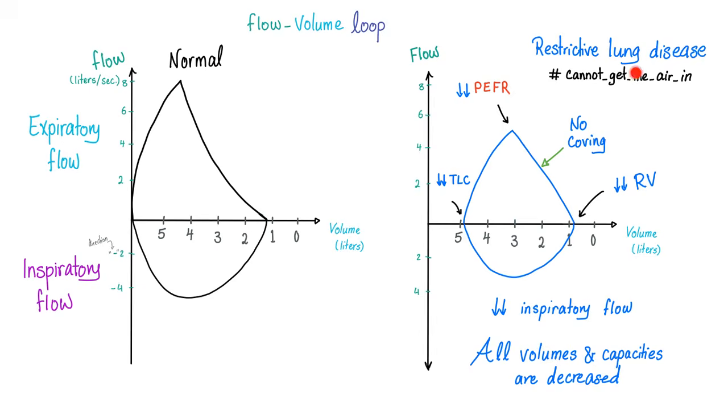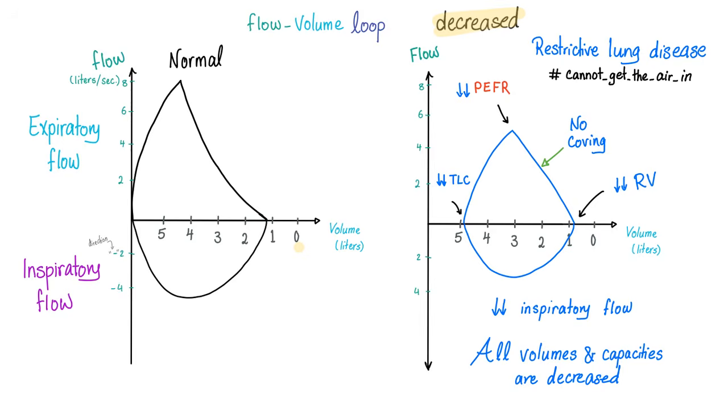Now let's talk about restrictive lung disease. Remember, in restrictive, I'm restricting from filling. I cannot get the air in. Therefore, all of my volumes and capacities of the lung are decreased. So RV is decreased. It's less than 1 liter instead of normal, which is 1.2 liters. TLC is decreased. It's less than 5 liters instead of 5.8. PEFR is decreased. Why? If you have less air coming in, you have less air coming out.